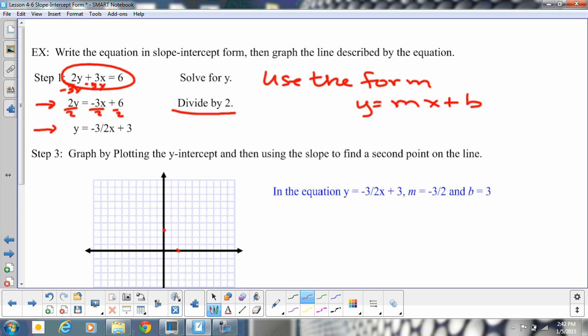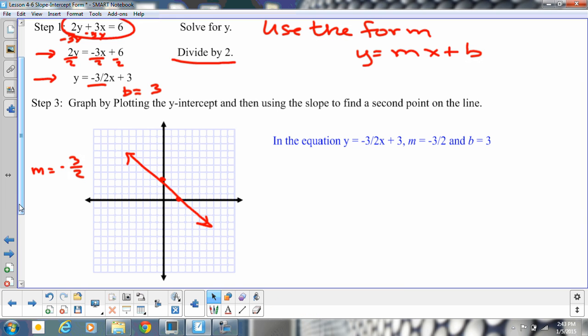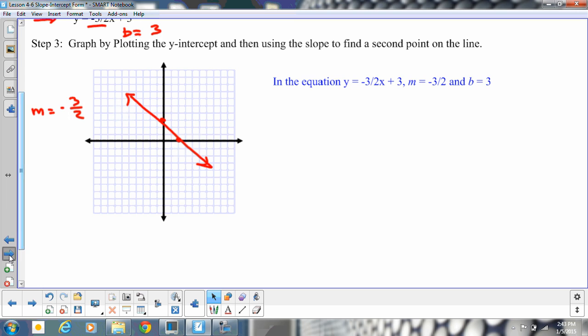To graph this, remember, you're going to begin with the y-intercept. The y-intercept is 3, so that's this dot here. Then you're going to use the slope to find the second point. You're going to go down 3 and over 2. Oh, there's my second point. And then you're going to use a ruler to connect your dots. And there's the graph of my line. I've accomplished it, and it's much quicker than using a function table.